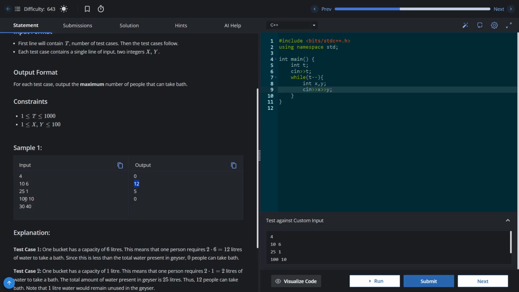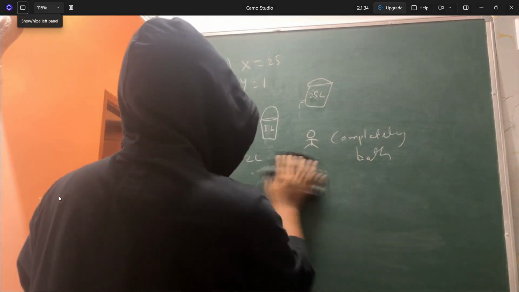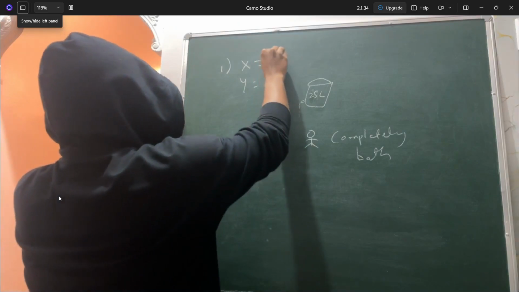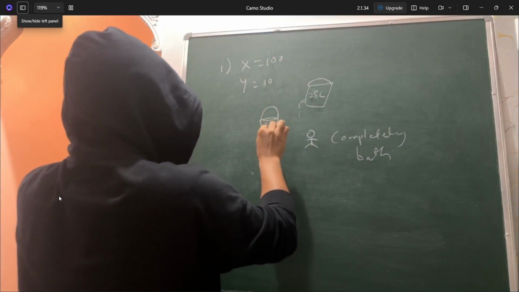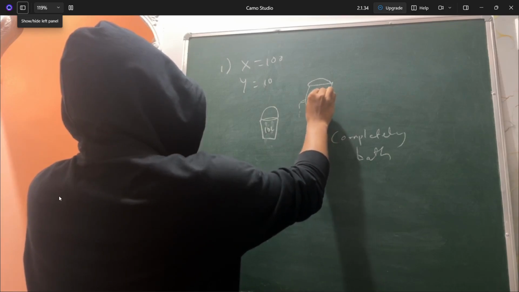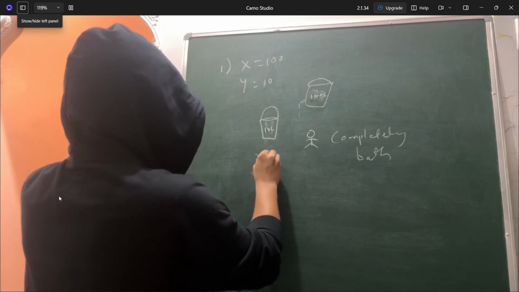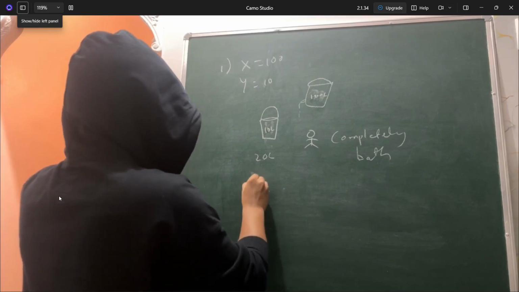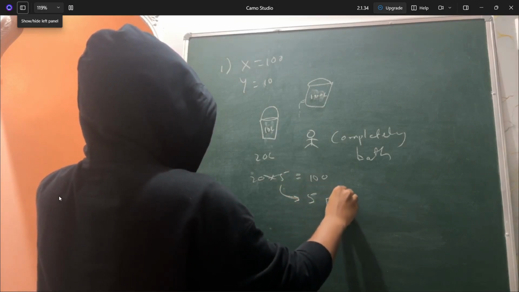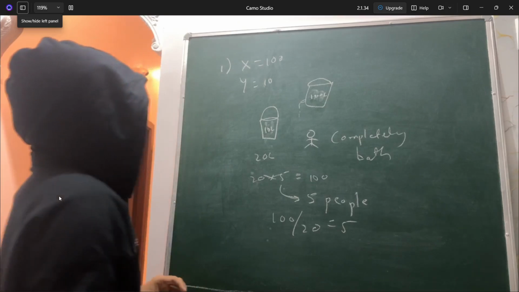Let's consider this one, 100, 10. The bucket's capacity is 10 liters, the geyser's capacity is 100 liters. In order to bathe, a person requires 2 buckets, so 20 liters is required by one person. If you multiply 20 by 5, this will be 100. So basically 5 people will be able to completely bathe, or if you do it this way, 100 divided by 20 will also give you 5.